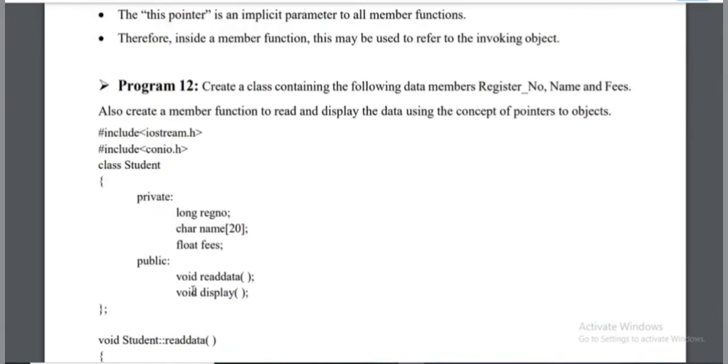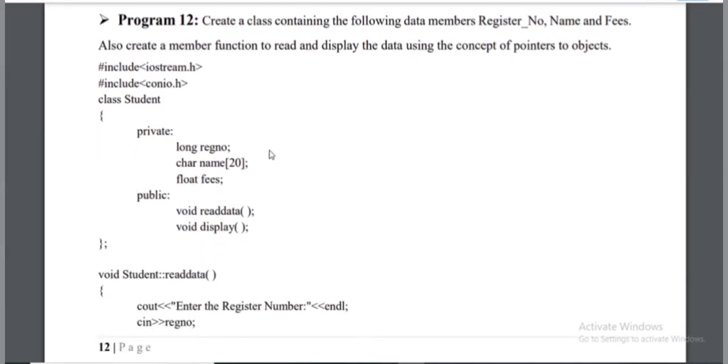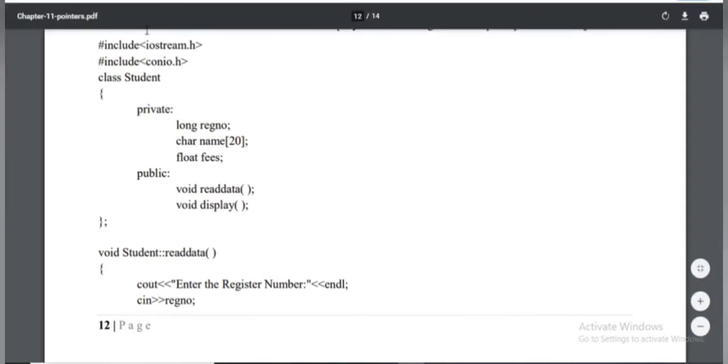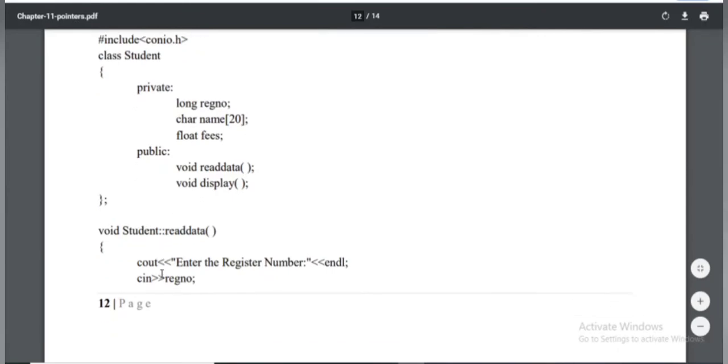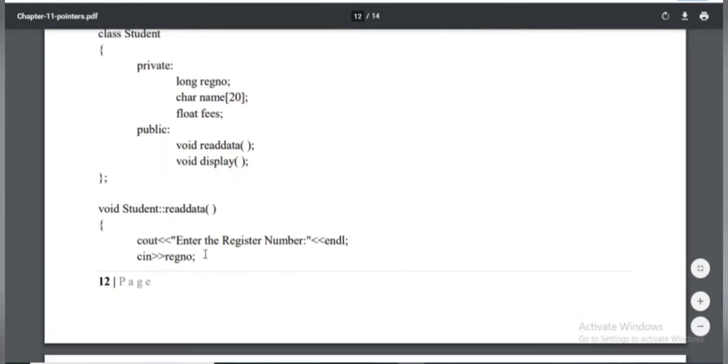Okay, so here it is the same program. In this we are going to take register number, name and fees. That means details of a student we are using. So write this program in your notes. Here we have two header files, the class name is student and we have register number, name and fees as data members. Here I am declaring a class, and we are defining the member function outside the class.